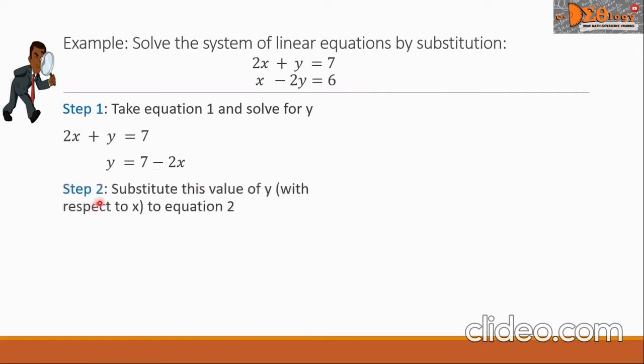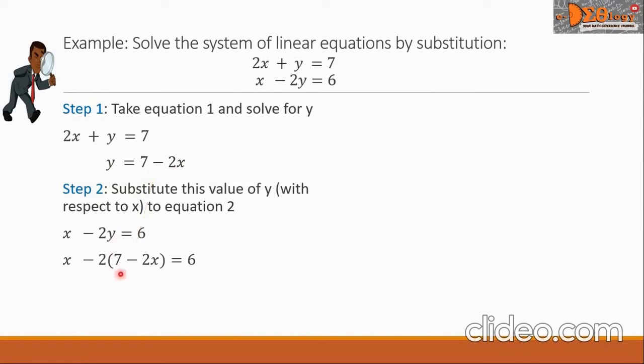Then step 2, substitute this value of y with respect to x to equation 2. This is our equation 2. Let us copy that down here. From step 1, the value of y as 7 minus 2x, we will substitute in here. So we have now x minus 2 times the quantity 7 minus 2x, and the right side is equal to 6.